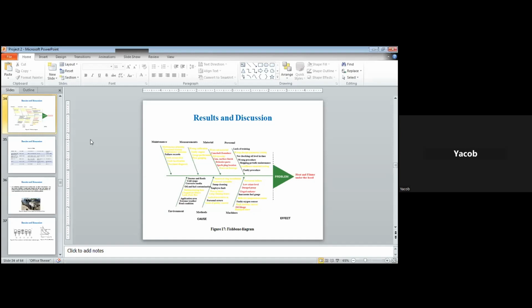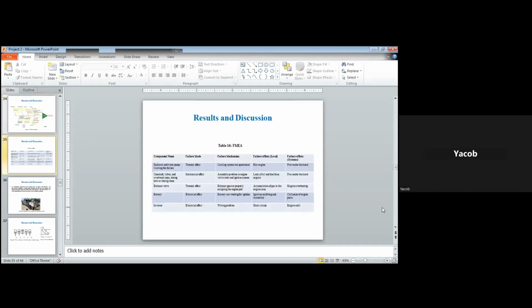Try to look at all the causes that can happen in the engine. We try to make the failure mode, component name, for instance radiator and water pump cooling fan failure. This is thermal effect, and then failure mechanism: cooling system not operational. Then failure effect local can be hot engine, and on the system it can create fire under the hood.